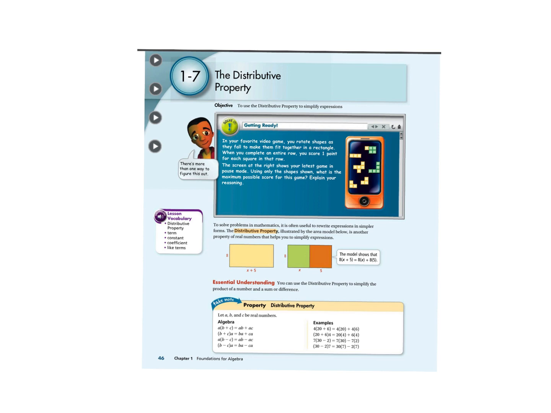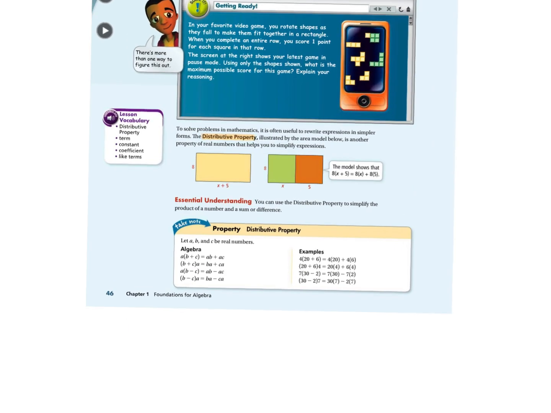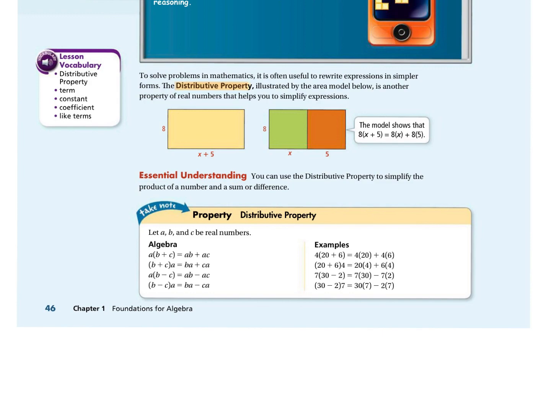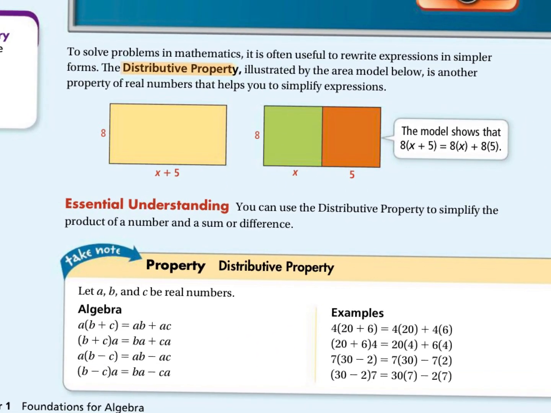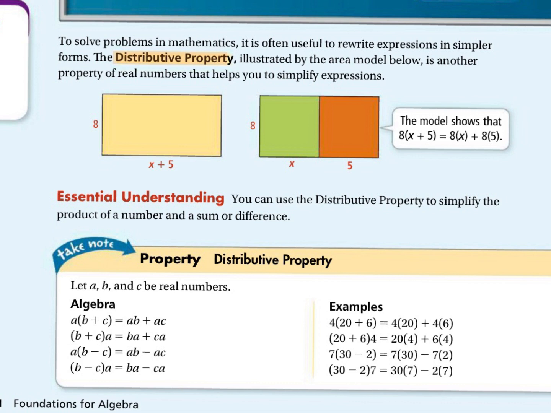So we look at this on page 46. We're just going to kind of skip over the first part. We already talked about it a little bit. One thing they do kind of in the middle of the page, they give a model that kind of illustrates distributive property. So if you have a rectangle that has dimensions of 8 and x plus 5, kind of what they're pointing out is the area of that would be 8 times the quantity x plus 5.